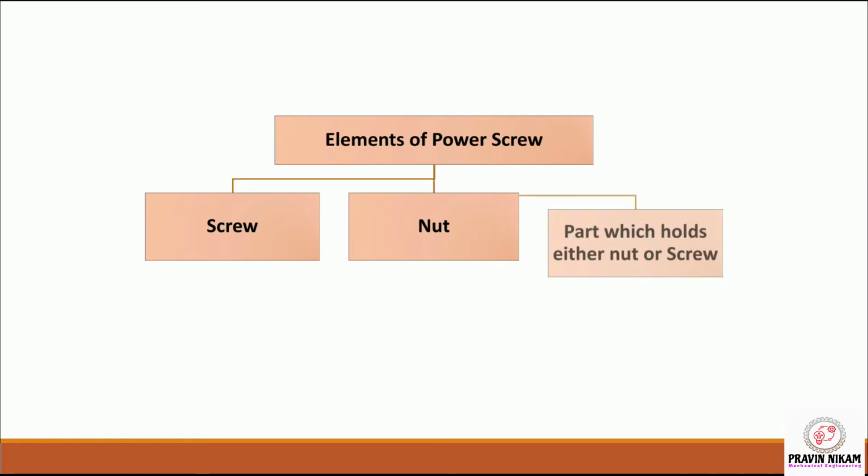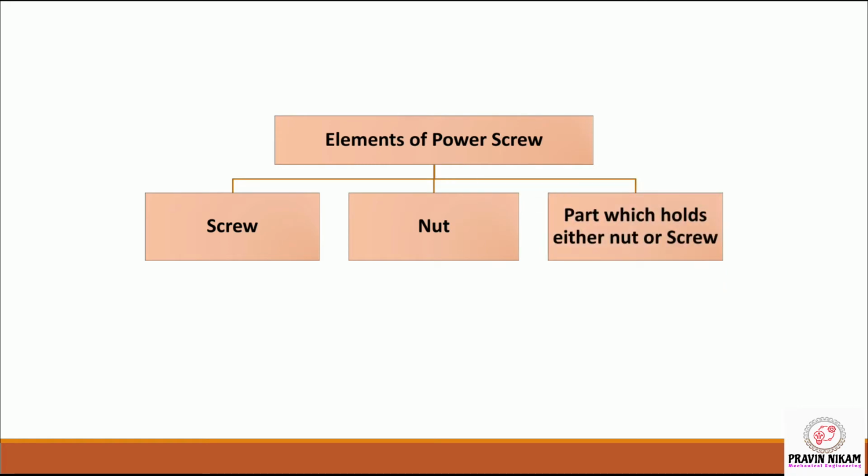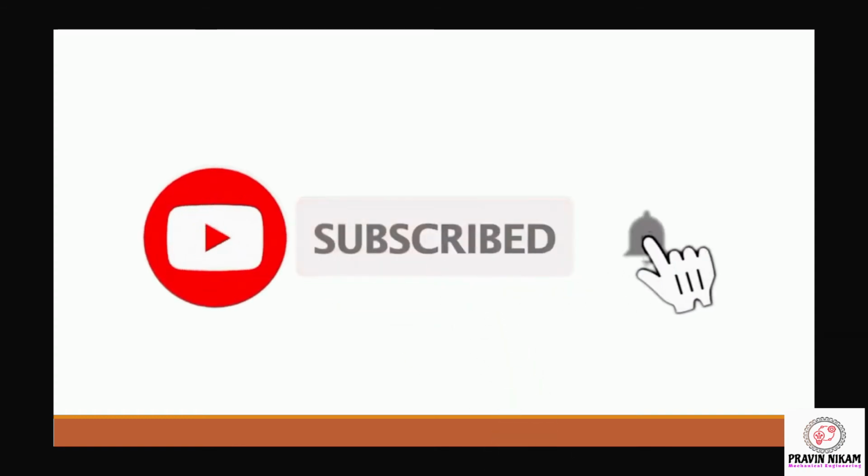And the third one is the part which holds either the nut or the screw. So in order to get rotary motion from linear motion, or linear motion from rotary motion, you have to fix one part, that is the screw or the nut. So that part is also an element of the power screw. So the power screw has three elements: screw, nut, and the part which holds either the nut or the screw.